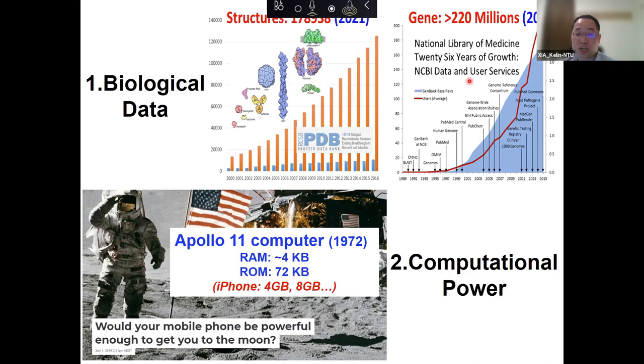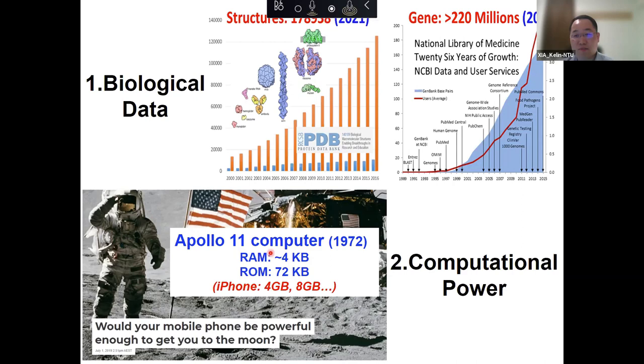The other reason is really about computational power. This is a story I like the most. In 1972, Apollo 11 helped humans first land on the moon. But at that time, the central CPU system for Apollo 11 only had RAM, random access memory, of about 4 KB, and ROM, read-only memory, of about 72 KB. If you don't know about this stuff, it's roughly just 2 index for the CPUs.